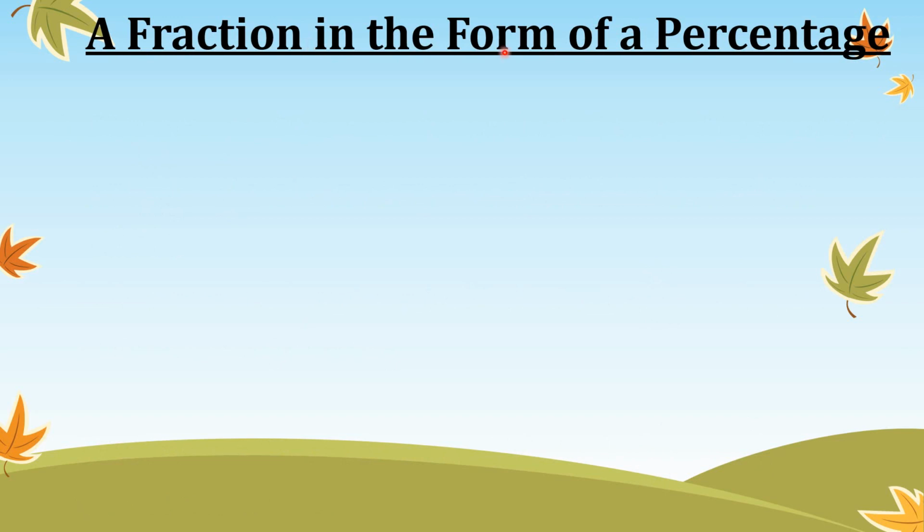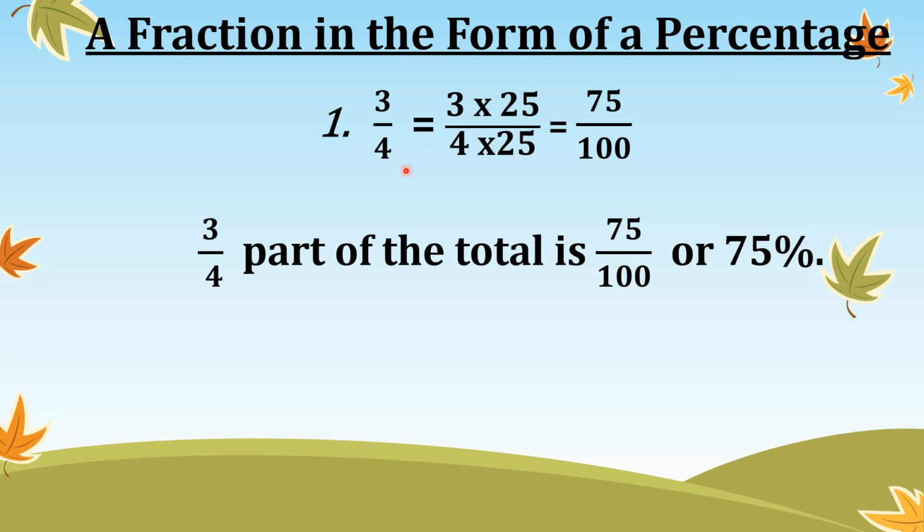Now we will see a fraction in the form of a percentage. First one is 3 by 4, so that is equal to, here we are multiplying both the sides by 25. So 3 multiplied by 25 upon 4 multiplied by 25, that is equal to 75 upon 100. So 3 by 4 part of the total is 75 upon 100, or we can say that 75%.